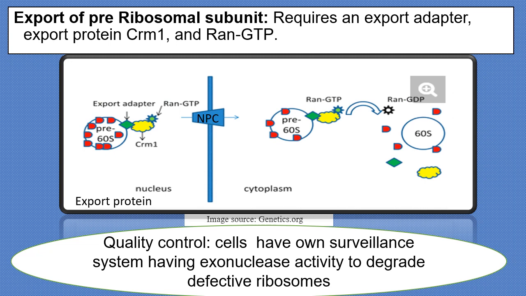Besides, mutations in ribosome biogenesis are linked to several types of human genetic disorders. For example, inherited bone marrow failure syndrome, which is characterized by a predisposition to cancer and a reduced number of blood cells, is also due to mutation in ribosome biogenesis. So, you can say that both the export of the pre-ribosomal subunit and quality control are two important phenomena of ribosome biogenesis.